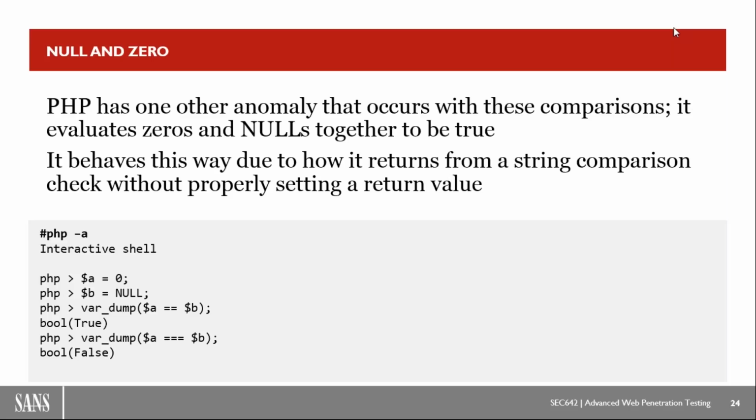Null is an everything object, right? It's a catch-all. So a null is a string, a null is an integer, it's everything and nothing. It's basically a catch-all object in many languages. And so you can go in here and evaluate zeros and nulls and see how this works.